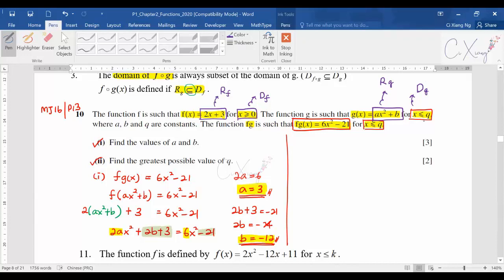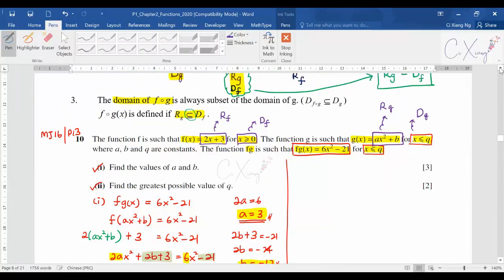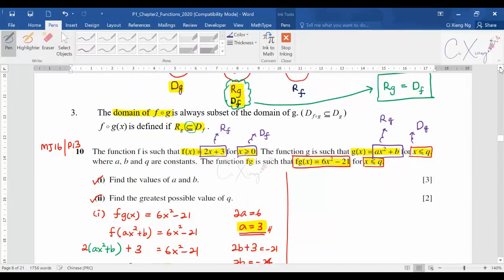So if I want to find the domain of G, sorry, I want to find the Q. Q is either the domain of G or the domain of F composite G. So this particular question is related to composite function. If I want to find anything related to domain or range, then I can consider to use this result. For any composite function F composite G, the range of G should be equal to the domain of F.